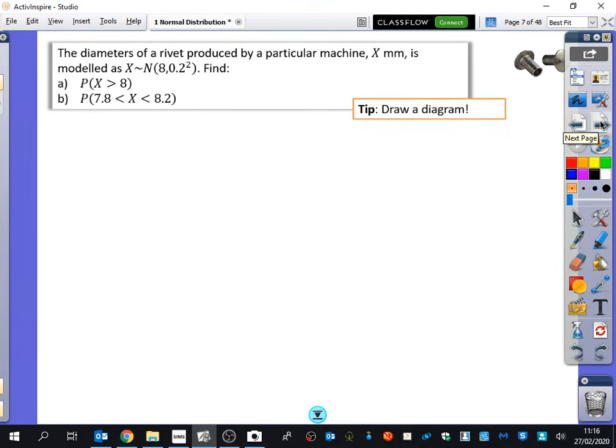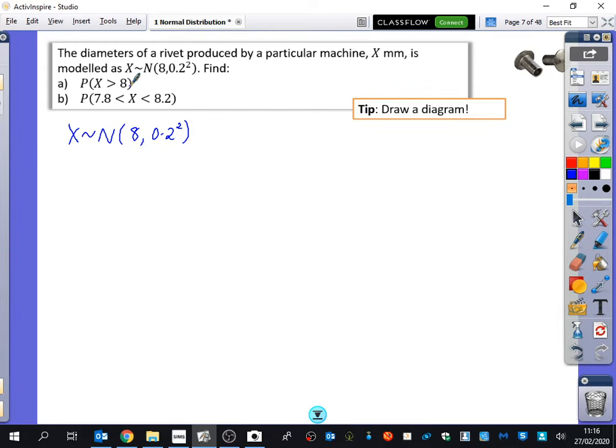I'm going to do a couple of these to think about, and we're going to start using these facts that have got nothing to do with the calculator. I don't want you to use a calculator for this stage because we're trying to test those things that we've just done. The diameters of a rivet, produced by a particular machine, x millimeters, is modelled as x distributed normally with a mean of 8 and a standard deviation of 0.2, or a variance of 0.2 squared. And we're trying to find the probability that x is bigger than 8.